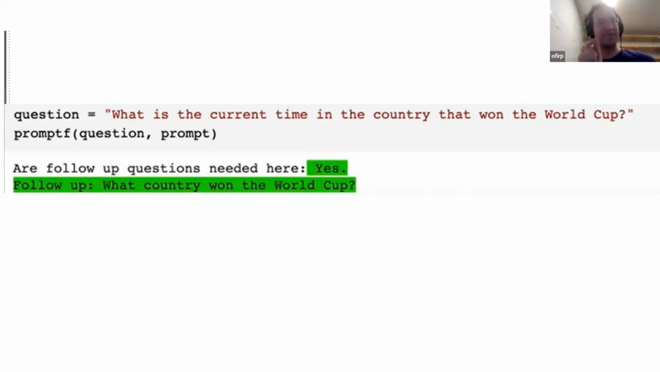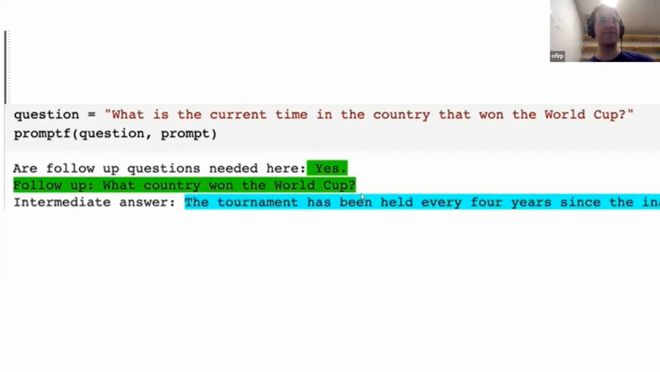But this system recognizes very easily that a follow-up question has been asked because the words follow up have been uttered. And so we pause GPT-3, we tell it to wait a second, and we easily parse out this question, and we send it off to Google Search. And Google gives us this long paragraph. There's a tournament that's been held every 4 years, blah, blah, blah. At some point, it mentions that Argentina won.